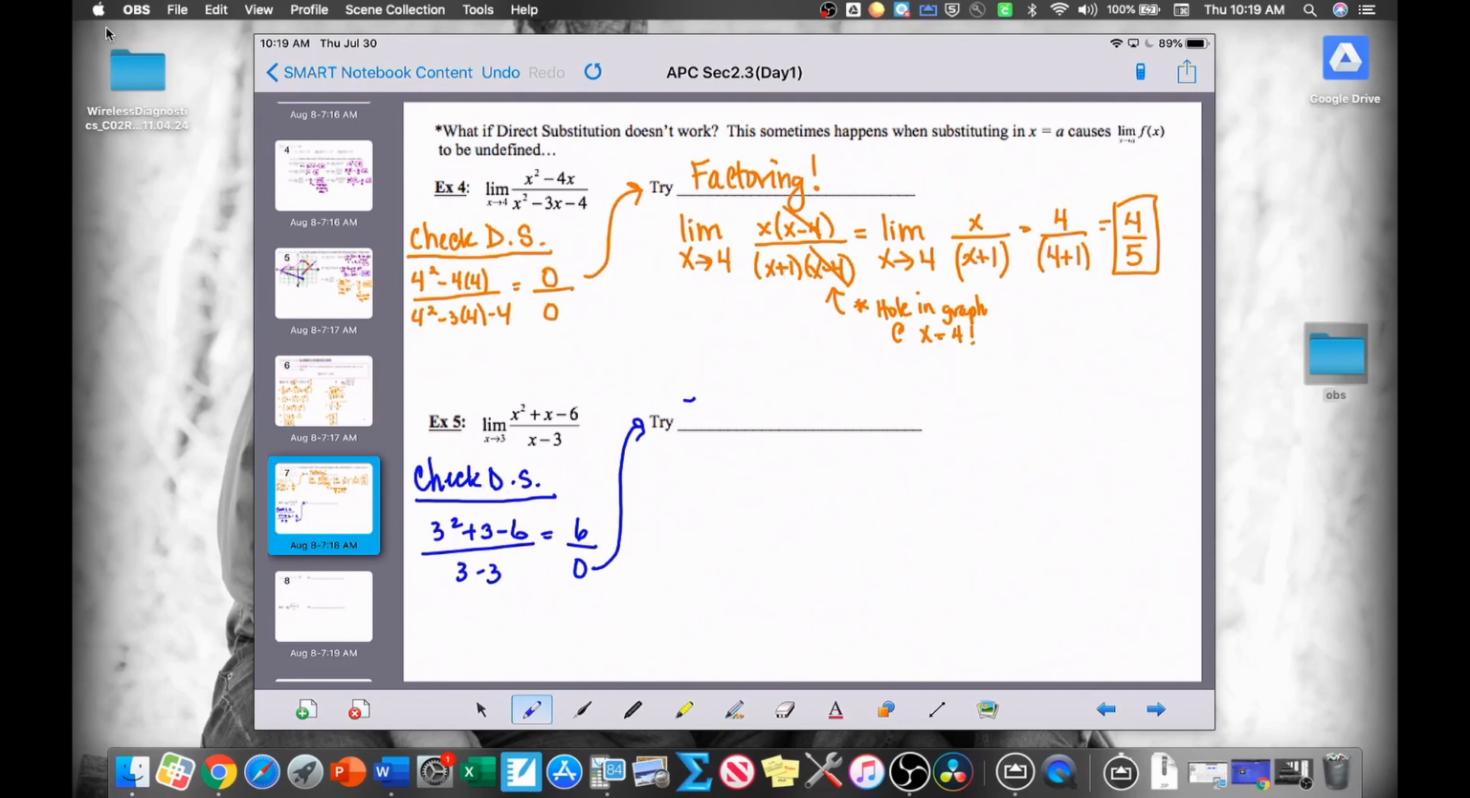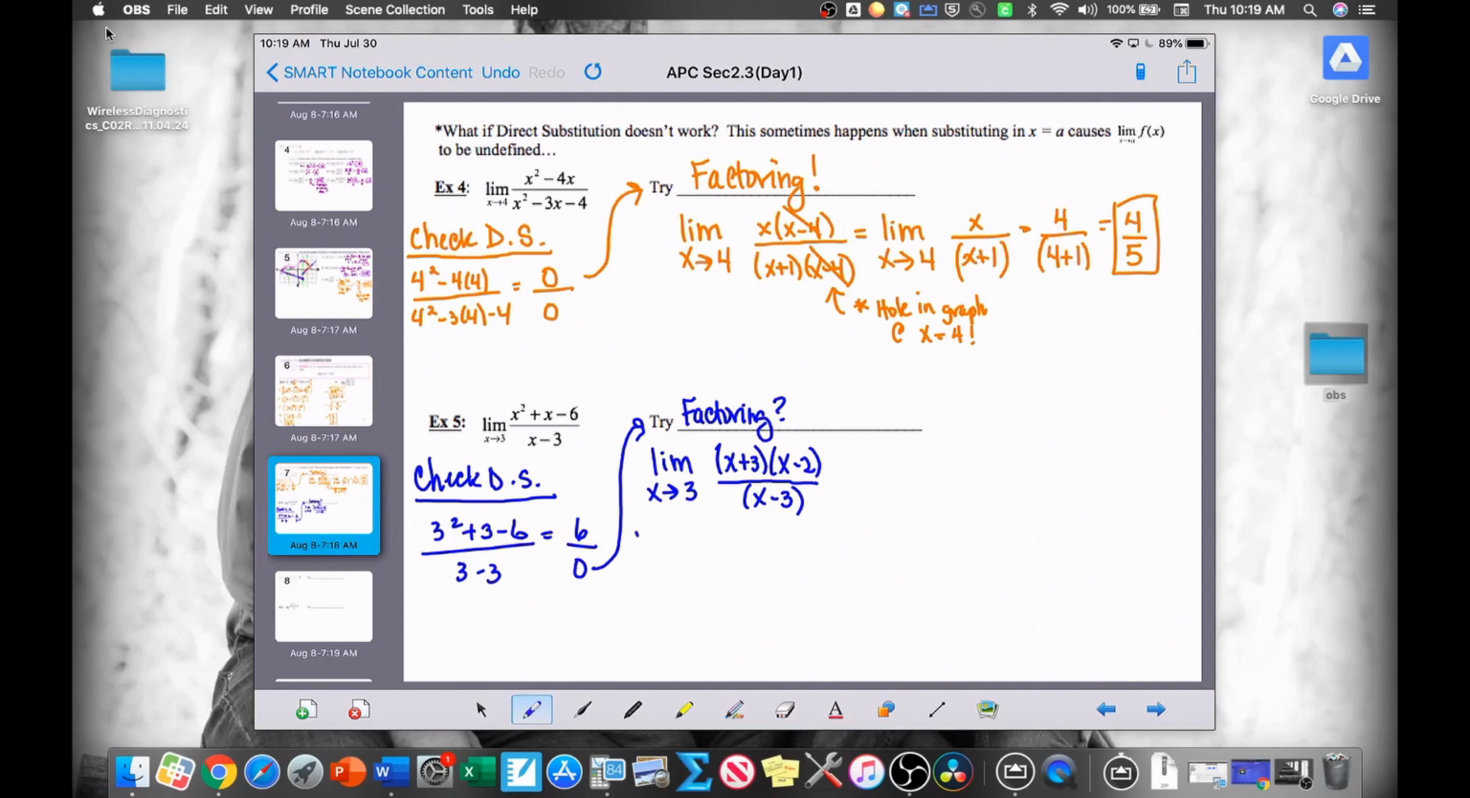We can try factoring, see what happens. So if I try factoring, I have the limit as x approaches 3 of, let's see, my numerator is an easy factor. Two numbers that multiply to make negative 6 and add to make positive 1 are going to be positive 3, negative 2. And then on the bottom, I have x minus 3. But, okay, this is not like example 4. In example 4, we had the same family upstairs and downstairs, and that was our problem. So we got to cancel them out and move on. Not the case in this problem.